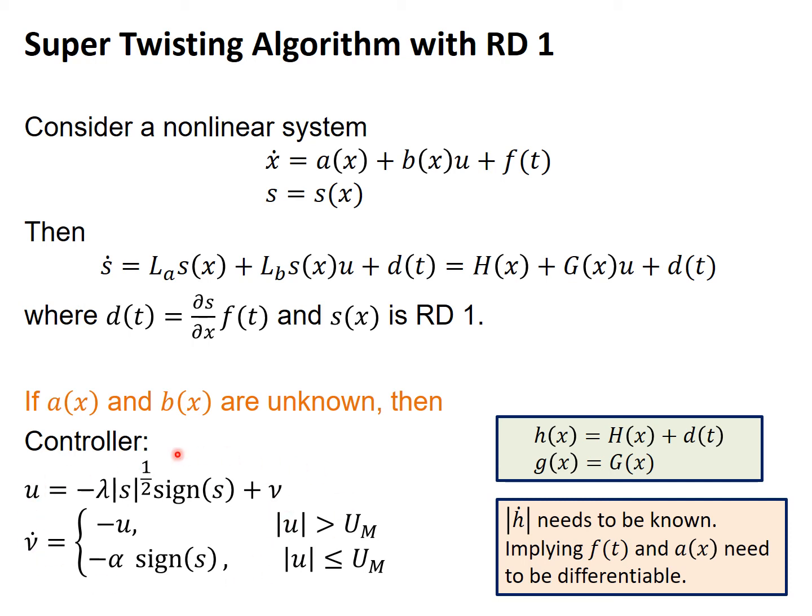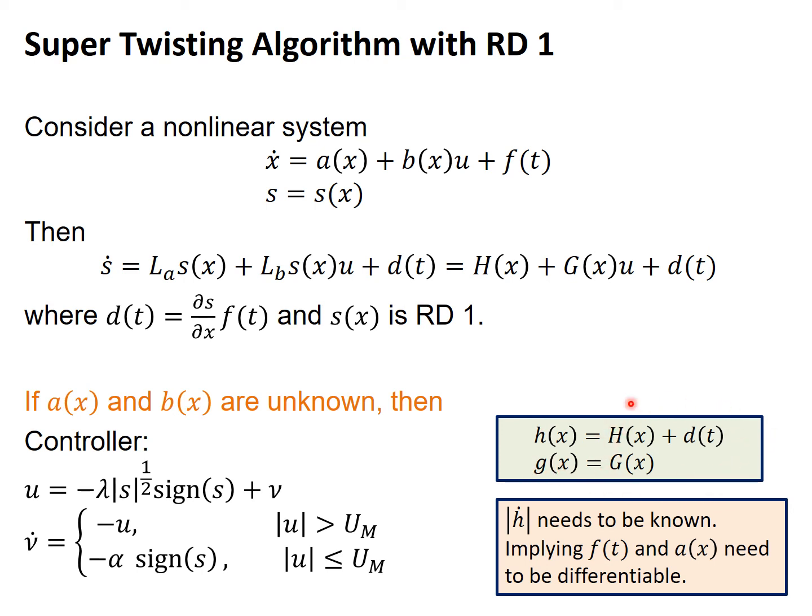However, here we have to be careful what small hx and small gx have become. Small hx has become capital Hx plus dt. You see, in the expression for which we proved convergence, s dot equals small hx plus small gx u, and then you choose u like this. So here small hx will be capital Hx plus dt and small gx will be capital Gx, and then the assumptions on small hx and small gx have to be satisfied by these entire quantities.